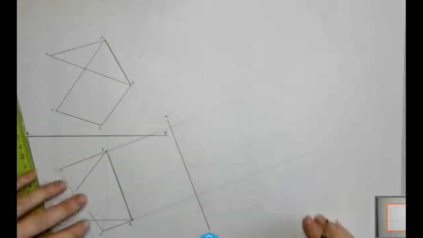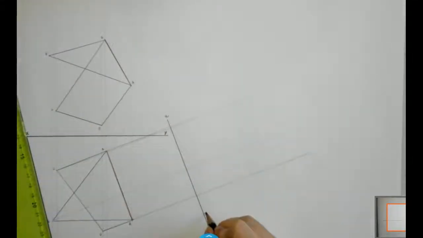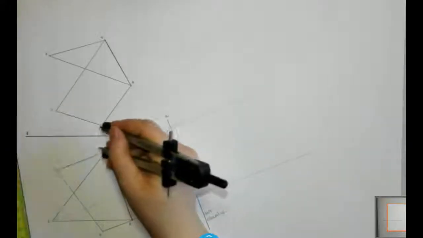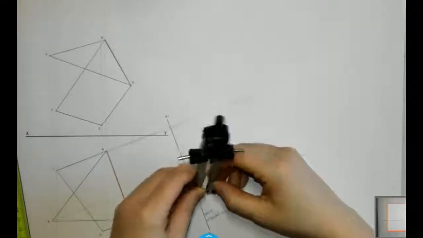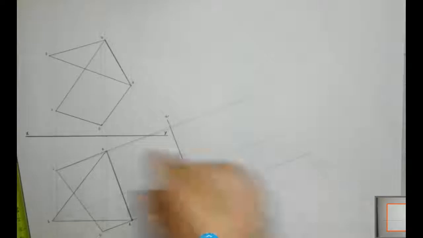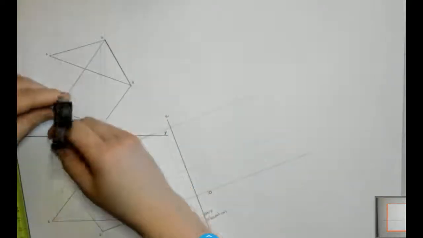Now this view is after coming from a plan. Therefore this view has to be an auxiliary elevation. Because this view is an auxiliary elevation, we're going to take our heights from the elevation. Very important to label every single point in this topic, as it can get very confusing otherwise.